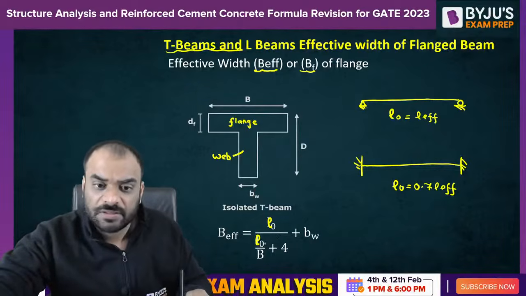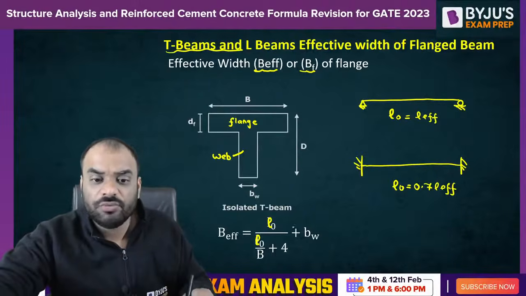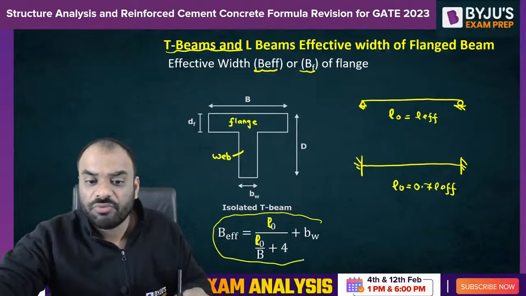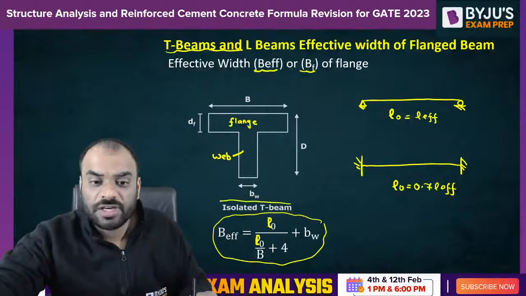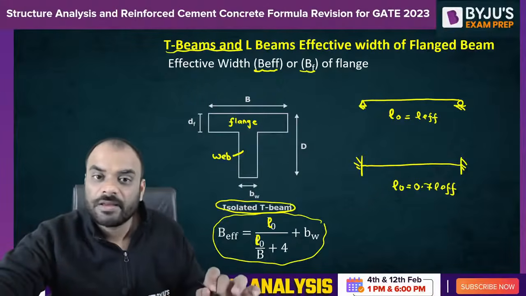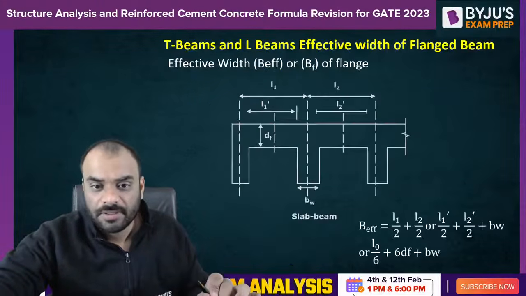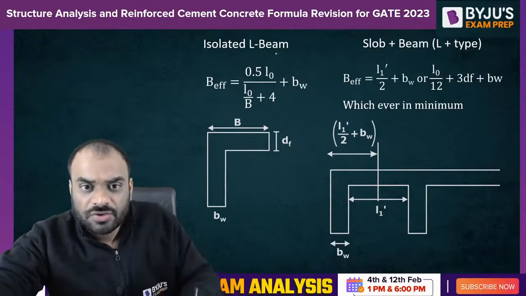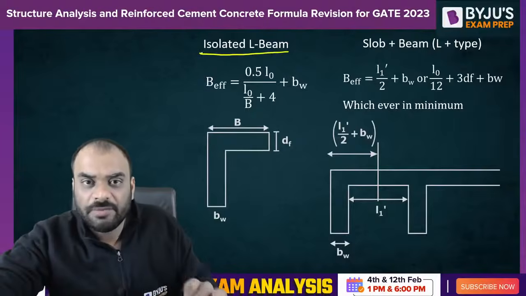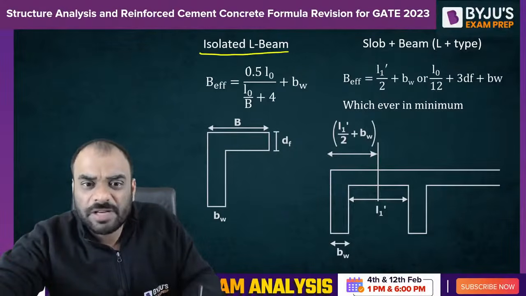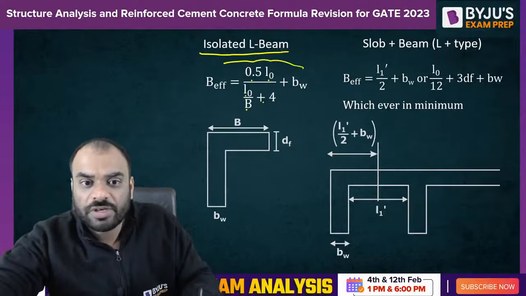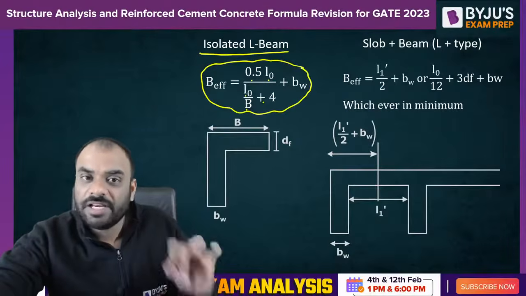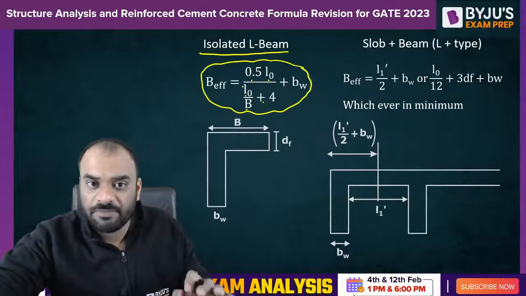After putting this and the value of B and Bw, we are able to get the value of effective flange width for the isolated type of T-beam. Similarly, guys, we will have a condition for the isolated type of L-beam. So if it is an isolated type of L-beam, in that case, you just need to multiply it by 0.5. So 0.5 L0 divided by L0 divided by B plus 4 plus Bw. You will get the B effective again, right? This is the isolated type of L-beam.